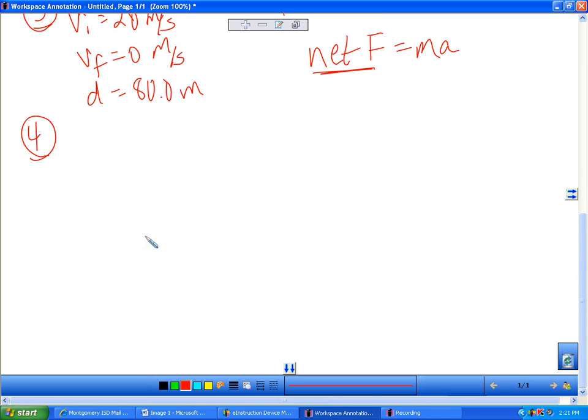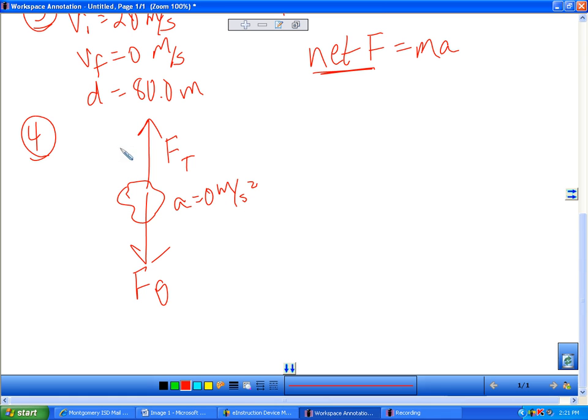On number 4, it says that you have a mass hanging from a cord. What is the tension in the cord? So if it's just hanging there, that's the force of gravity, and that's the tension up. There is no acceleration if it's just hanging there. So tension, let's let be positive, force of gravity be negative, so force of tension minus force of gravity is equal to m times a, but a is 0, so that whole thing is going to be 0. So you can find your force of tension.